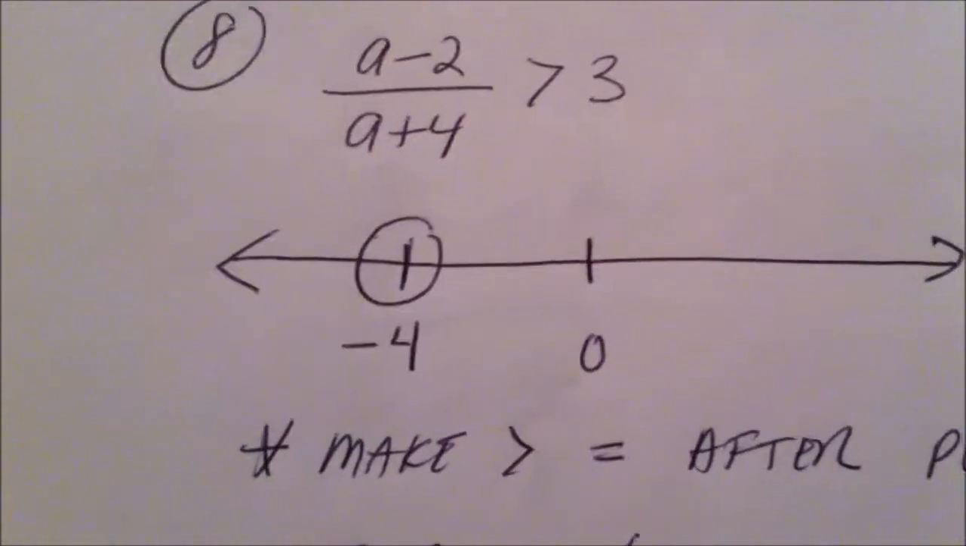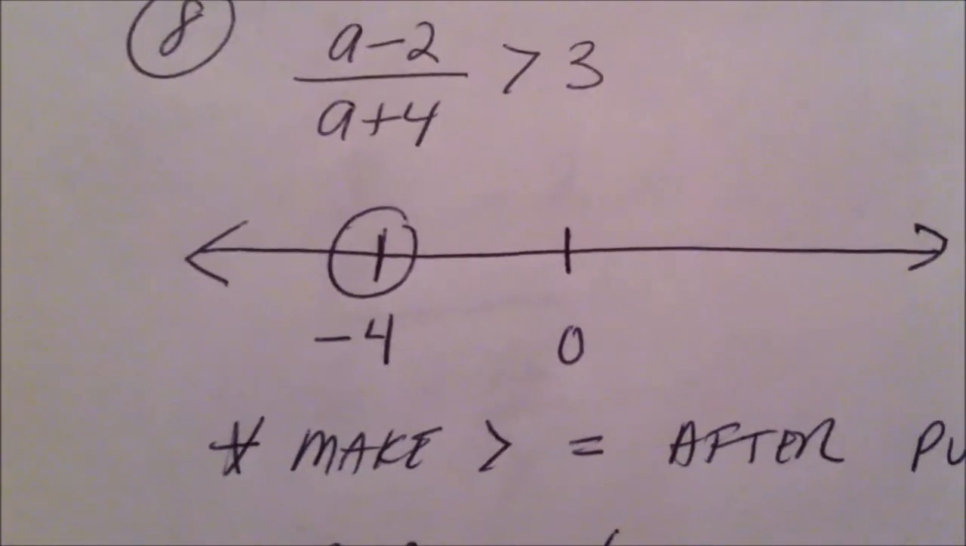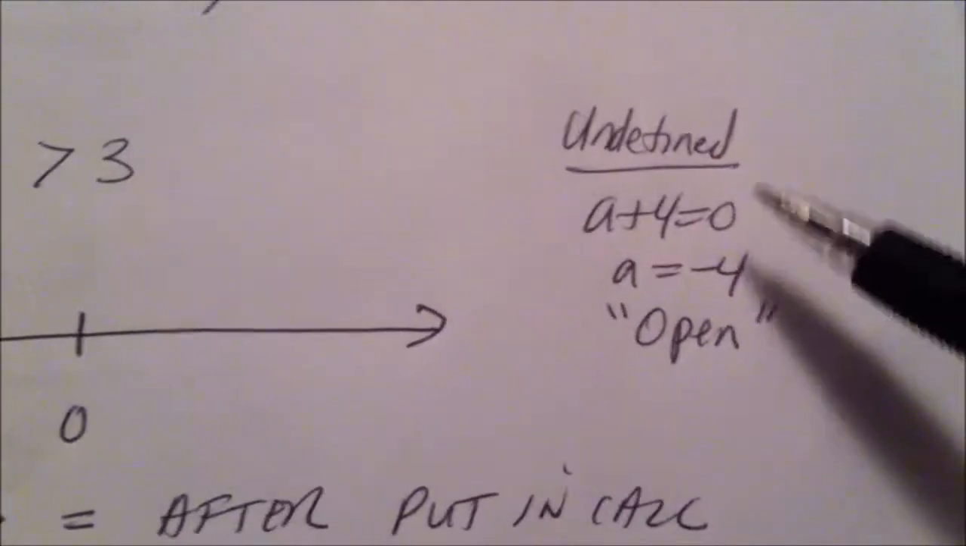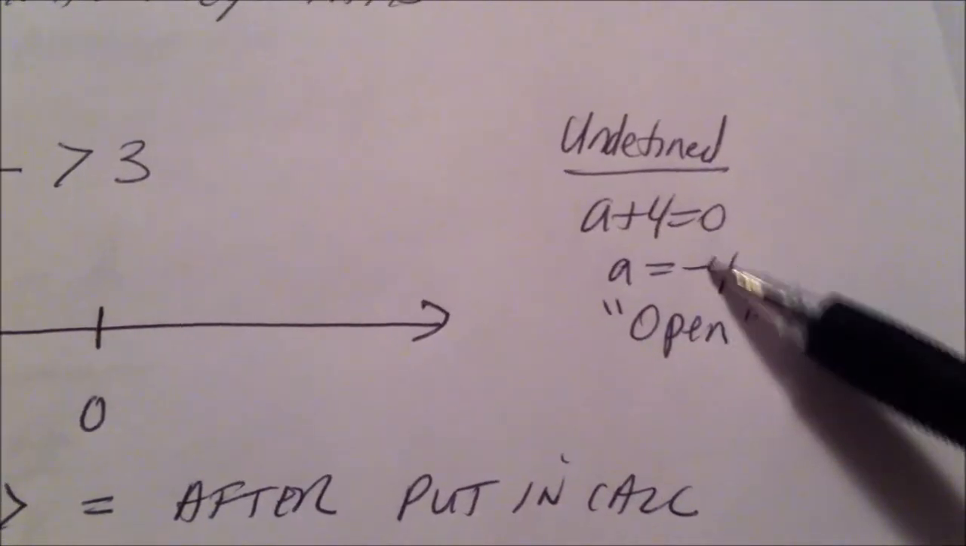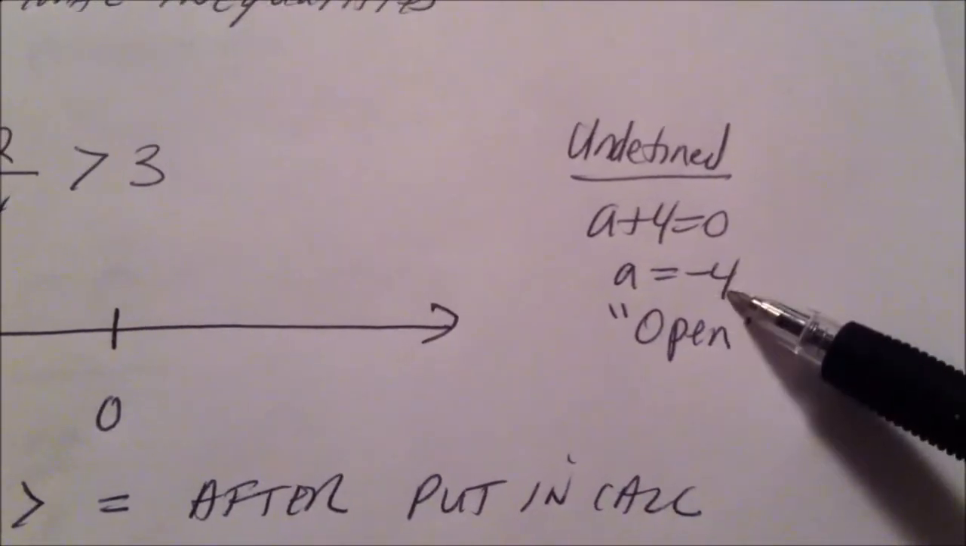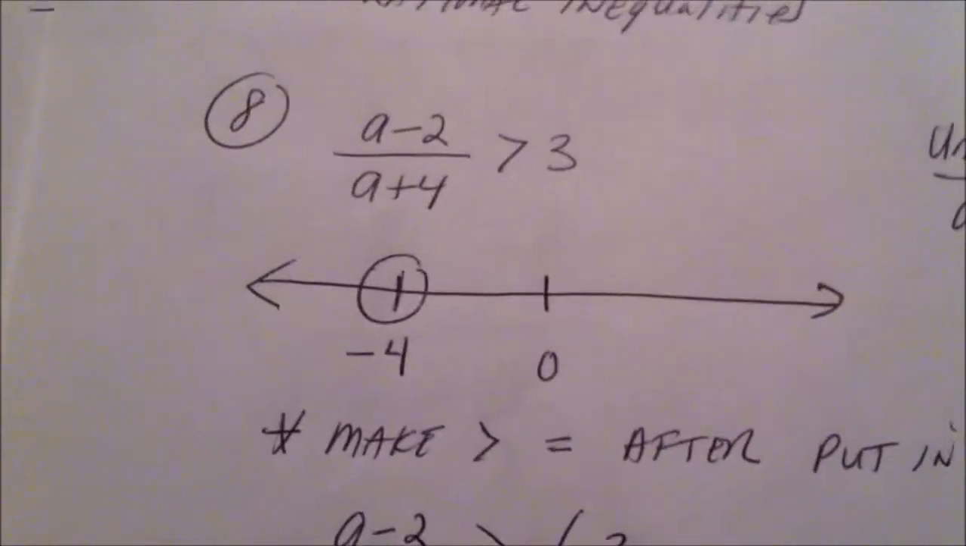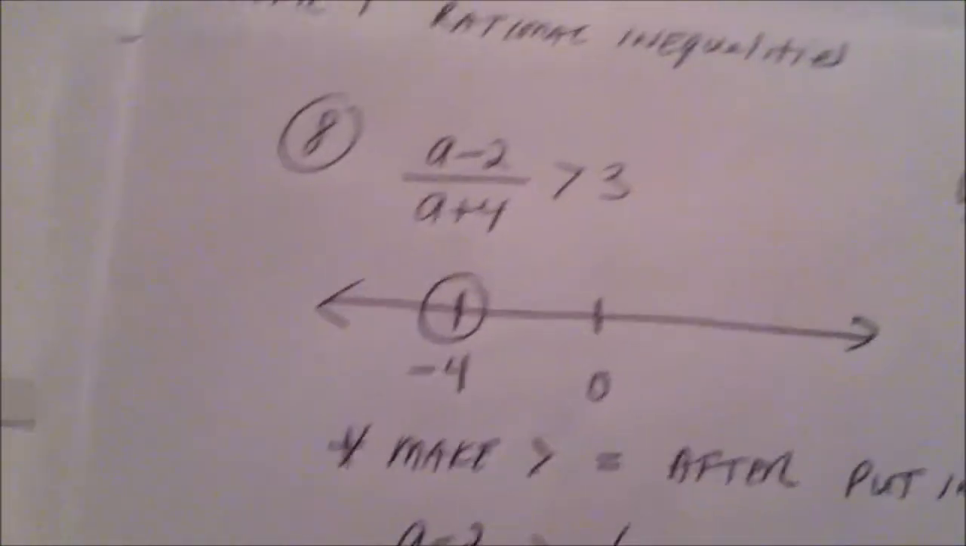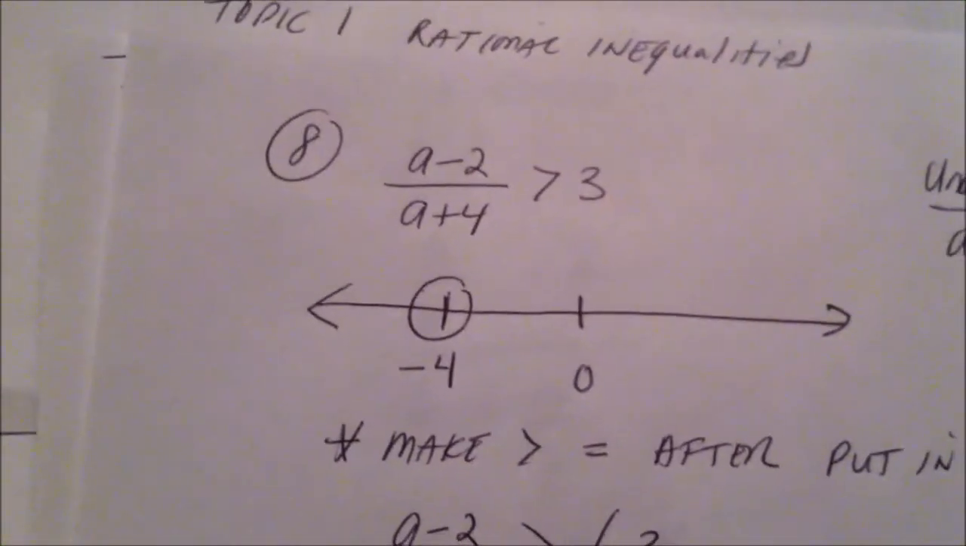Now, why did I circle this -4 right here? Because that's where this fraction happens to be undefined. And I show you here, I took the denominator, set it equal to 0, and -4 is what A is going to be equal to there. That can never be part of our solution set, so we want to keep it open.